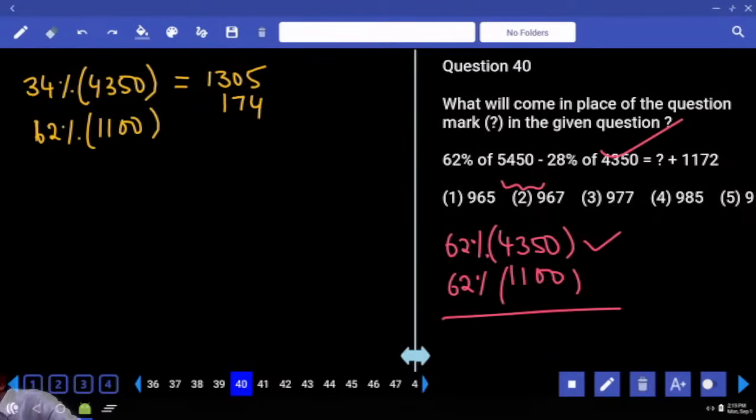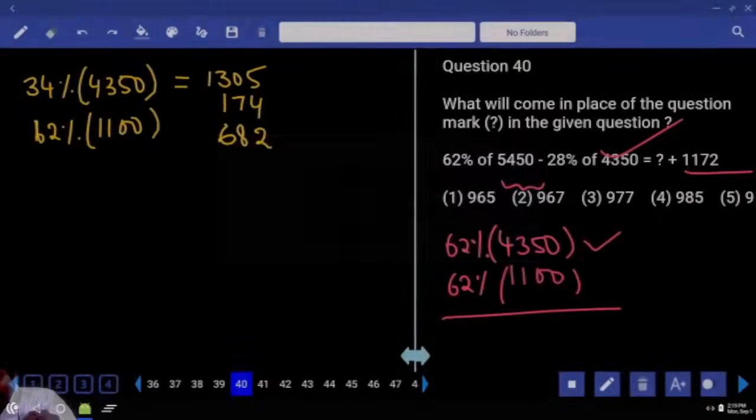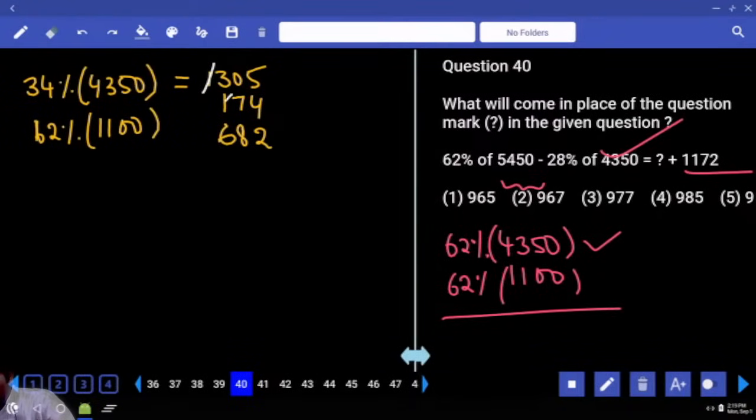Understood? 11% of 6200. 10% is 620. 1% is 62. 620 plus 62, 682. The right hand side stupid number is there. What is that? 1172. I'll subtract 1000 here, 100 here, 72 here. Left over 2. You got it? Last digit. How many? Fifth option is the final answer.